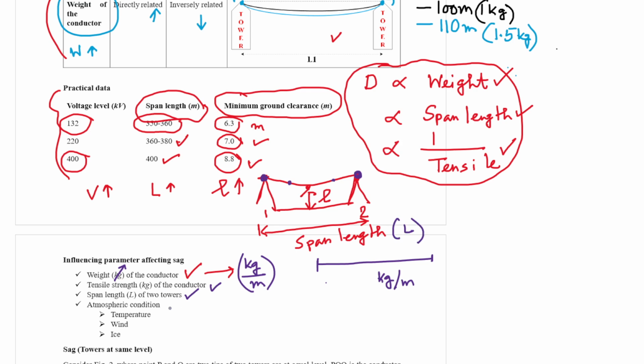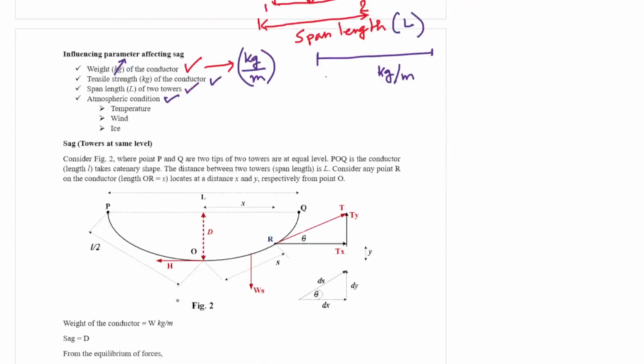And the fourth one must be some atmospheric conditions, like temperature, wind flow, and ice formation. What is temperature? Why is temperature important? Because the resistance of any conducting material is related by RT is equal to R0 into (1 plus alpha T).